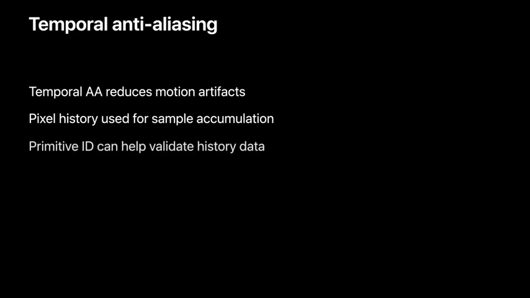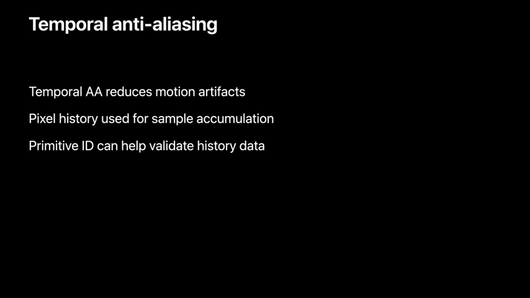Temporal anti-aliasing is a technique that reduces the ghosting and shimmering artifacts caused by motion between frames. It works by accumulating pixel data from the previous frame and blending it with the current render results for the fragment. Primitive ID can be used with temporal anti-aliasing to validate the sample from the previous frame.